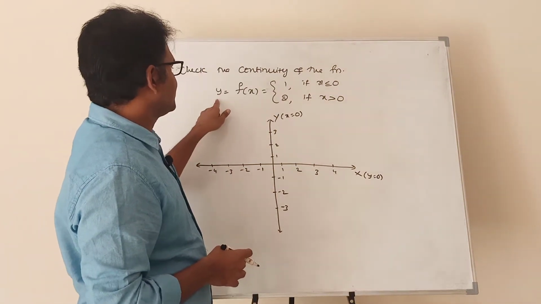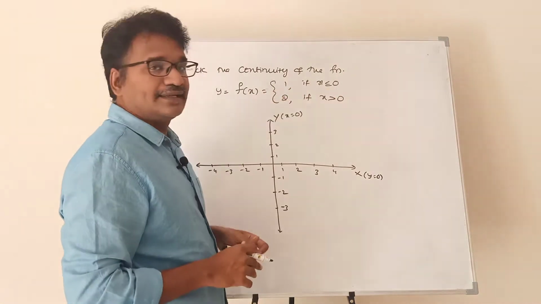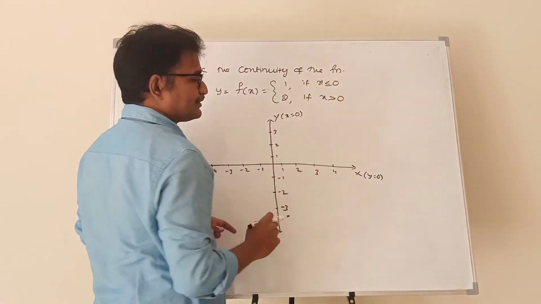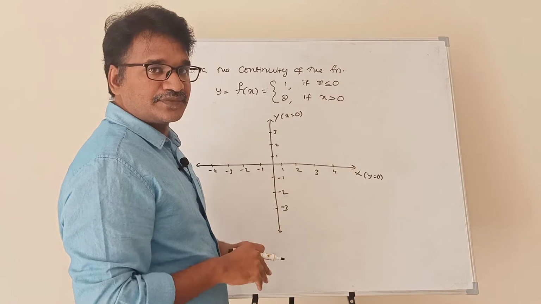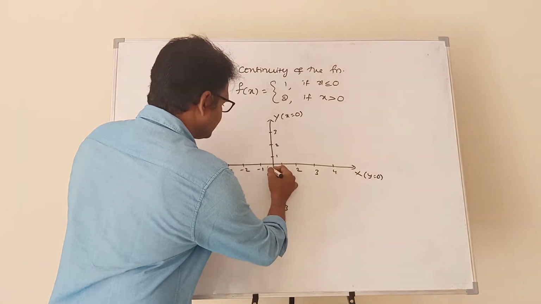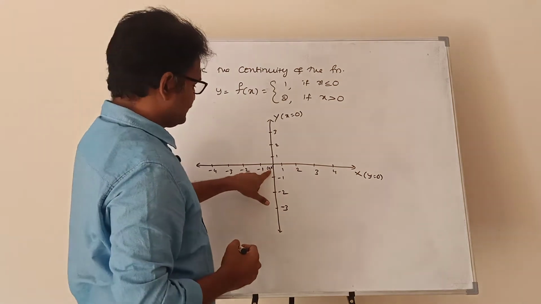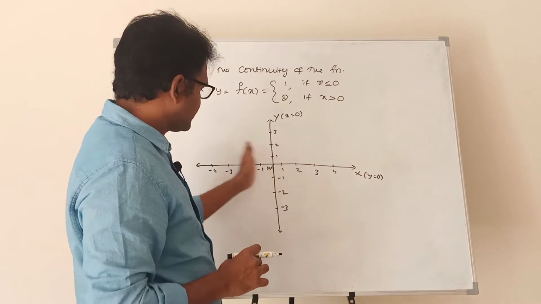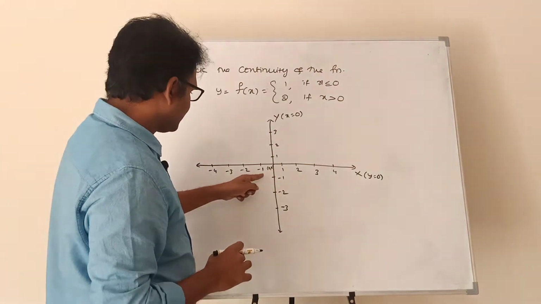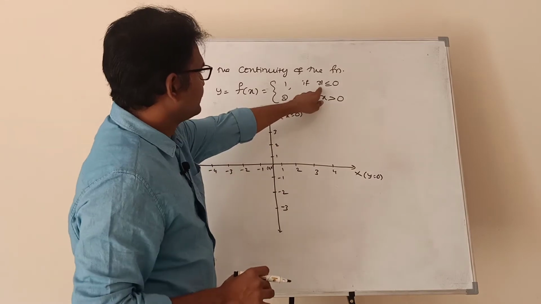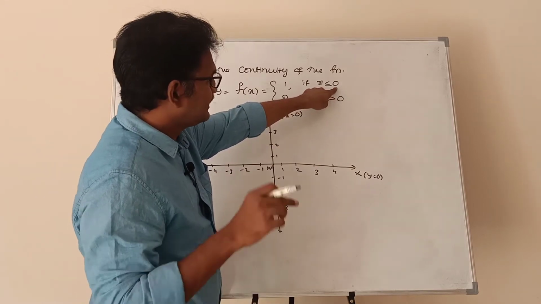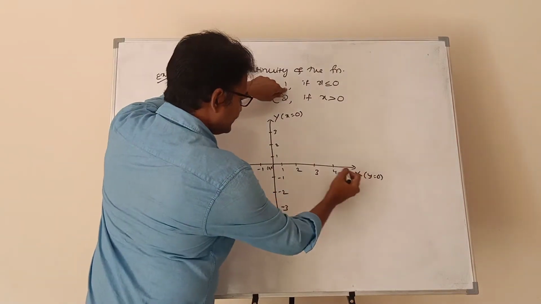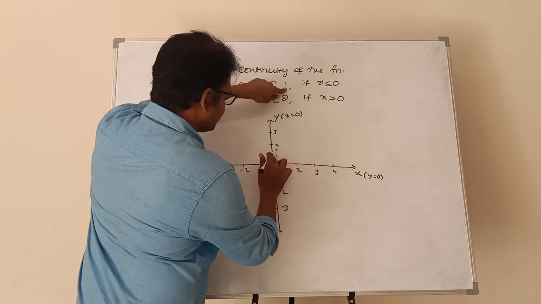Next, the y value is 1 when the x value is less than or equal to 0. Less than or equal to 0 means negative numbers. Greater than 0 means positive numbers. This is the origin. The x value in the origin is 0. If you go to the right side of the origin, you will get positive x values. If you come to the left side of the origin, you will get negative x values. When x is less than or equal to 0, the y value is 1.